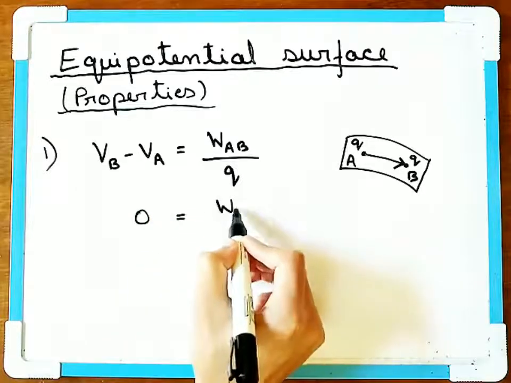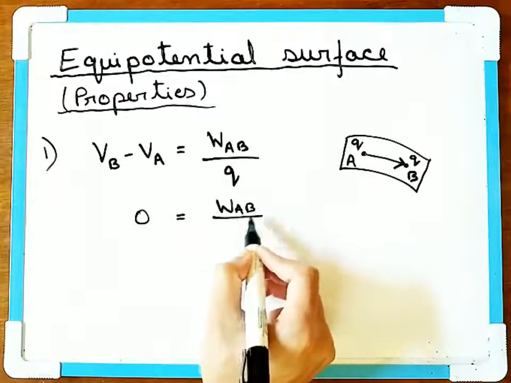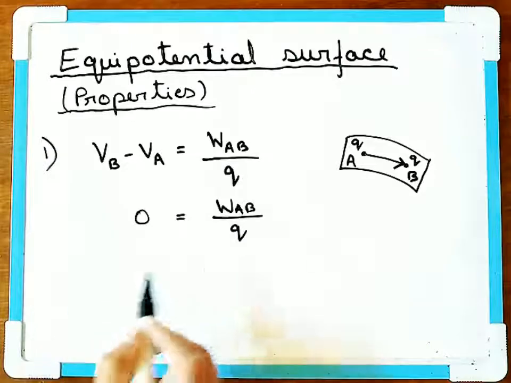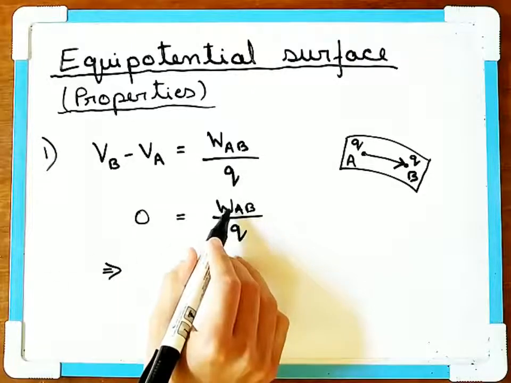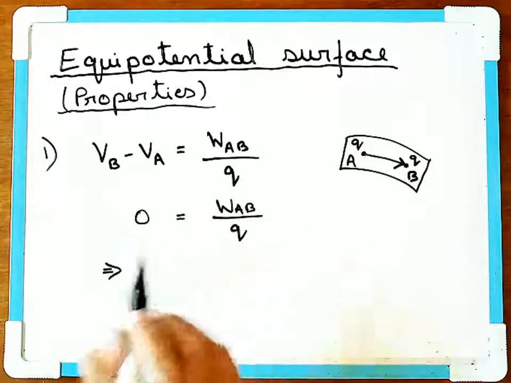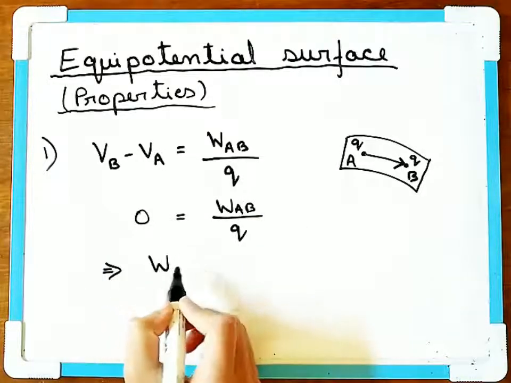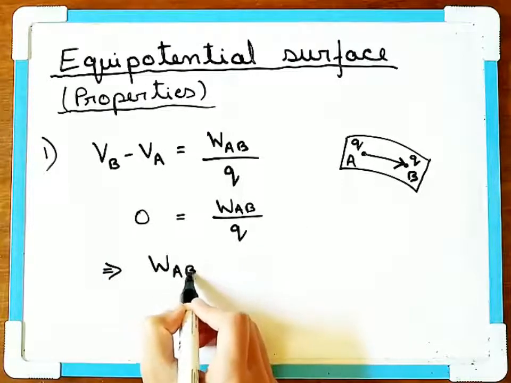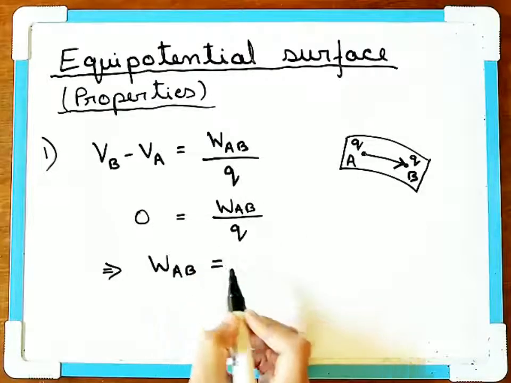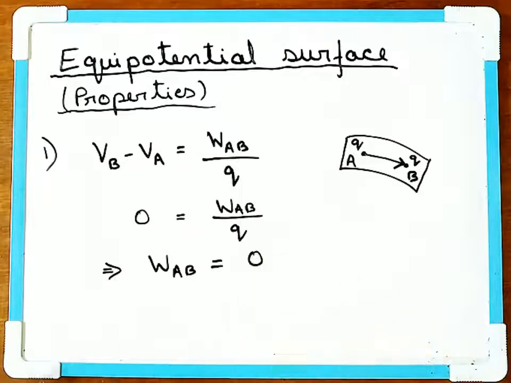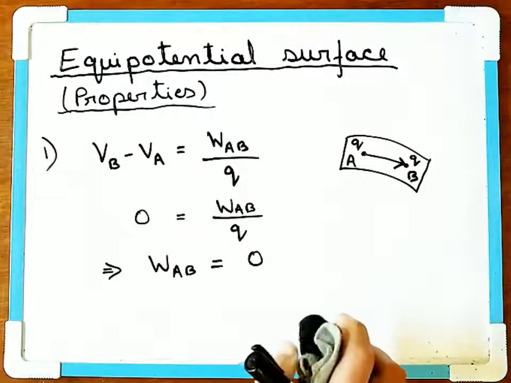So here we have work done from A to B divided by Q, and this implies that, since Q cannot be equal to 0, WAB is equal to 0. So this implies that the work done in bringing a charge from point A to point B is equal to 0. So on the equipotential surface, the work done is equal to 0. So that is one property, the first property.